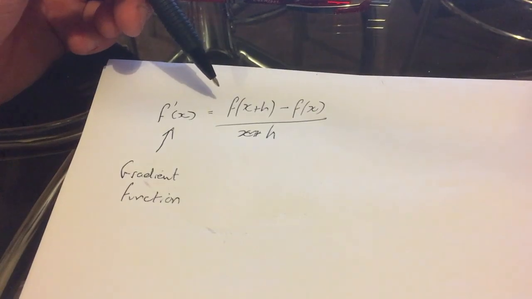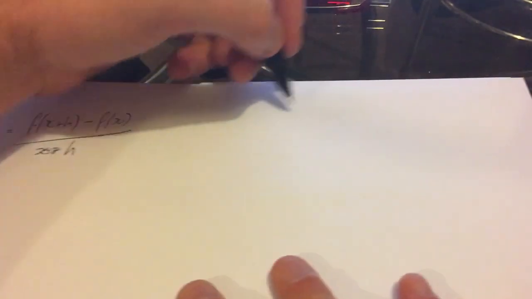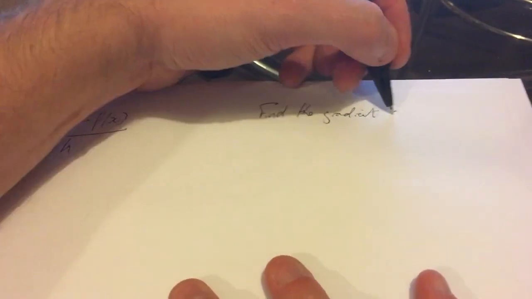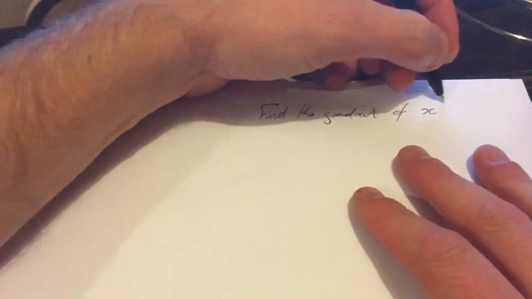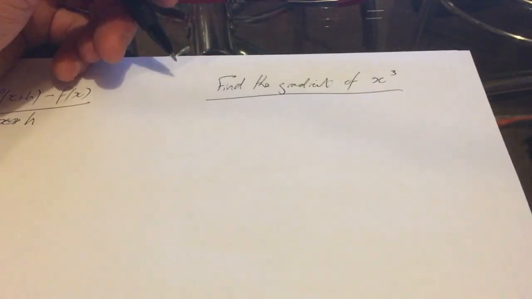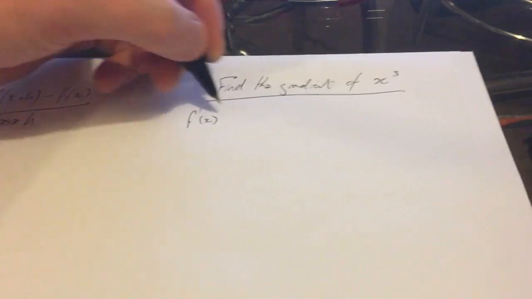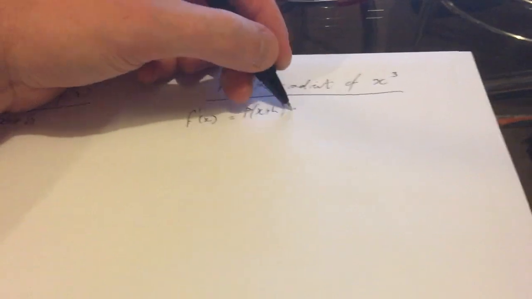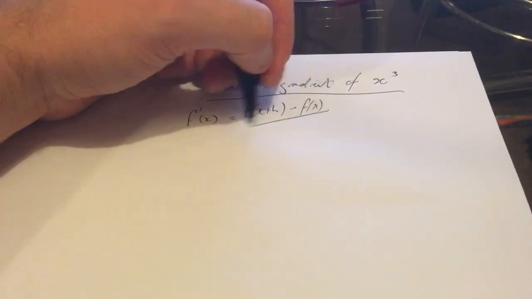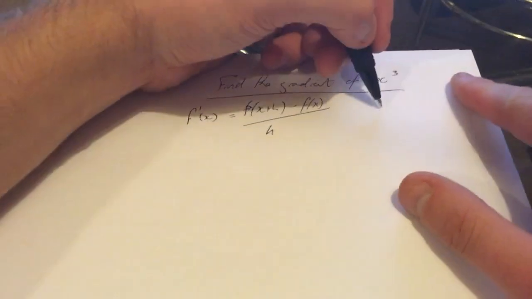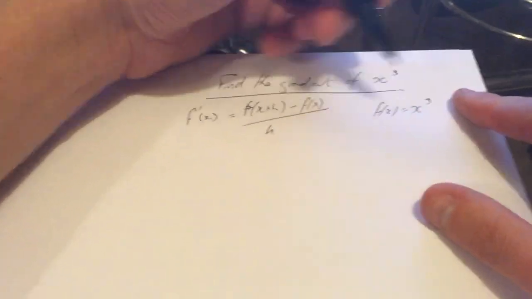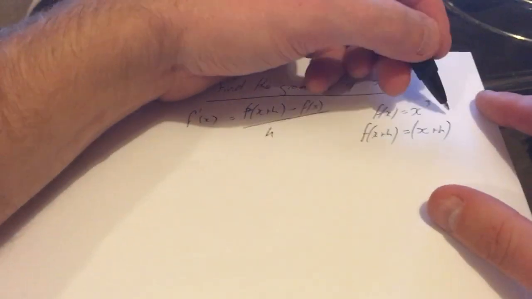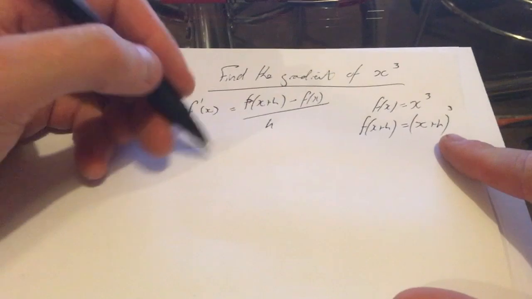So we're going to try another example. We'll try and find the gradient of x cubed. So we're going to use our gradient equation. f dash of x is f of x plus h minus f of x divided by h. So if f of x in this case is x cubed, f of x plus h is going to be x plus h cubed. So in other words, quick sketch.